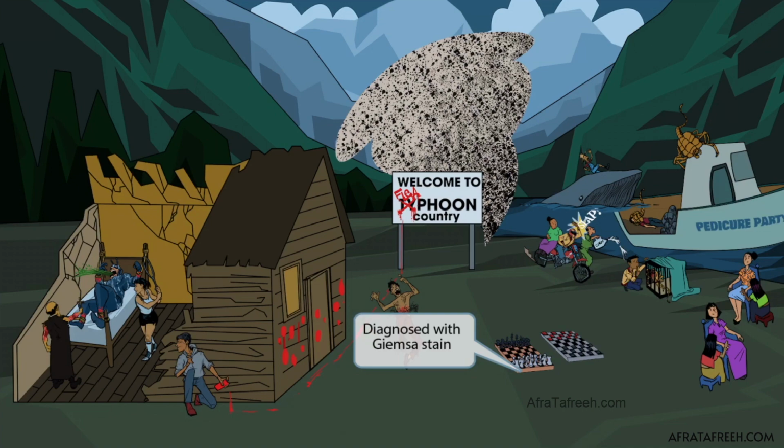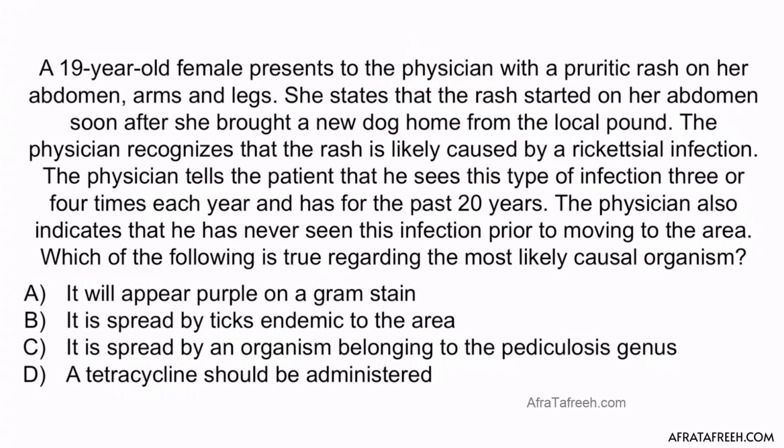Now that we've covered the items in the image, let's do a question to apply this. A 19-year-old female presents to the physician with a pruritic rash on her abdomen, arms, and legs. She states that the rash started on her abdomen soon after she brought a new dog home from the local pound. The physician recognizes that the rash is likely caused by a rickettsial infection. The physician tells the patient that he sees this type of infection 3 or 4 times each year and has for the past 20 years. The physician also indicates that he has never seen this infection prior to moving to this area.